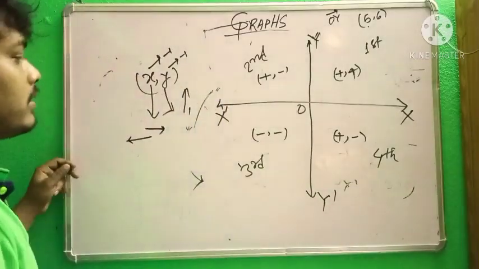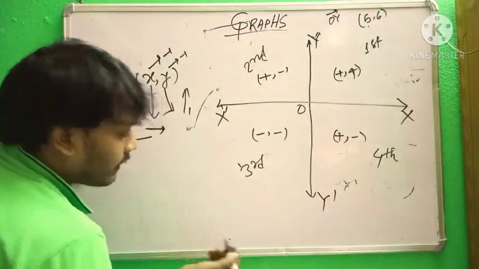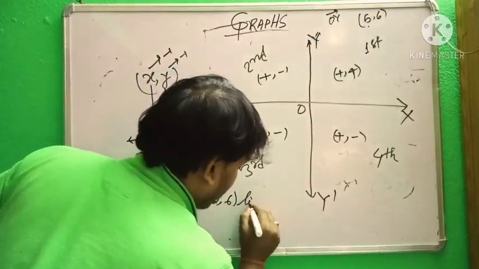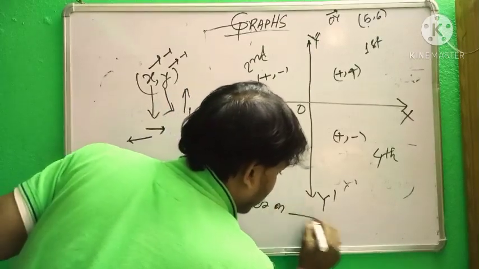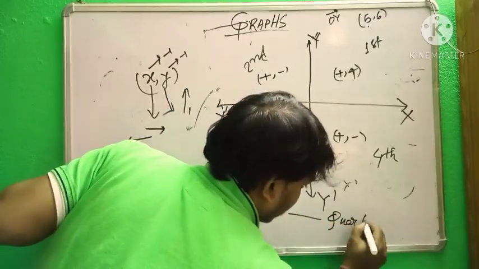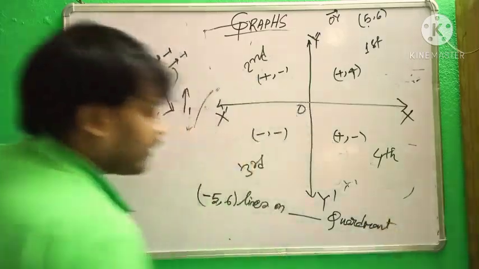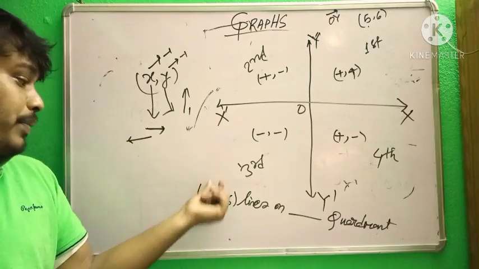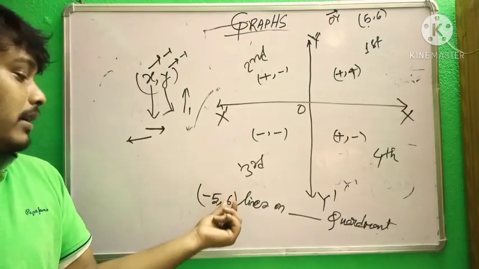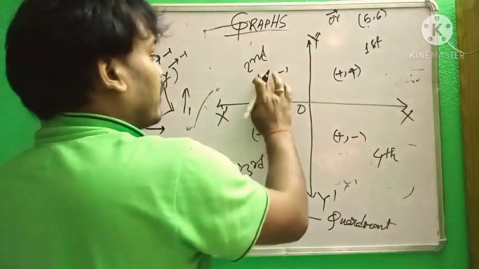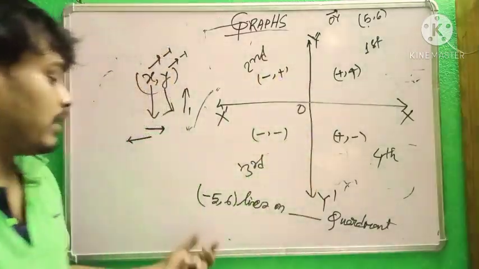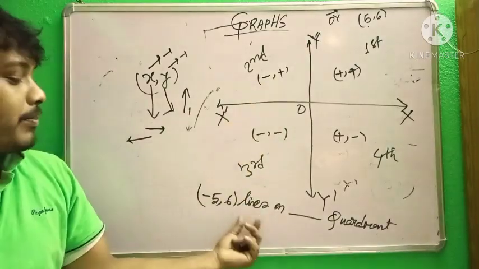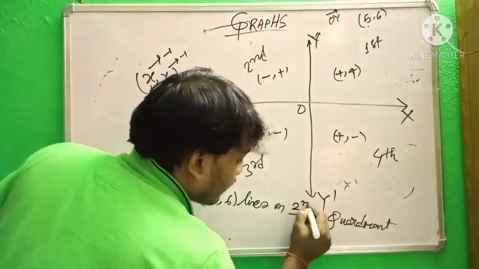Now if the question is minus 5 comma 6 lies on dash quadrant, then what is the answer? So we can easily give the answer. My first value is given in minus, the second value is positive, so negative positive, not positive negative. That means the point lies in the second quadrant. Okay.